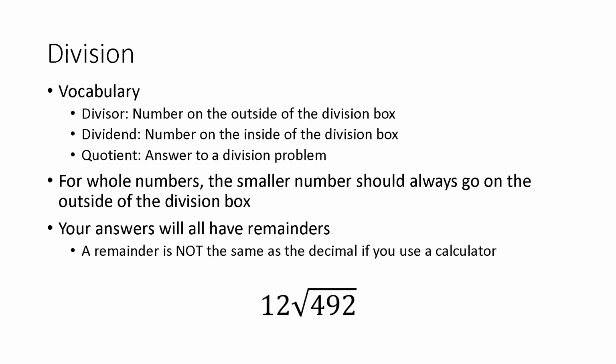So here's a good example problem right here. Going off of our vocabulary, your divisor is on the outside of the box, so in this case our divisor is 12. The dividend is on the inside of the box, so here our dividend is 492. And then when we divide that, we will get a quotient, which is the answer to that division problem.